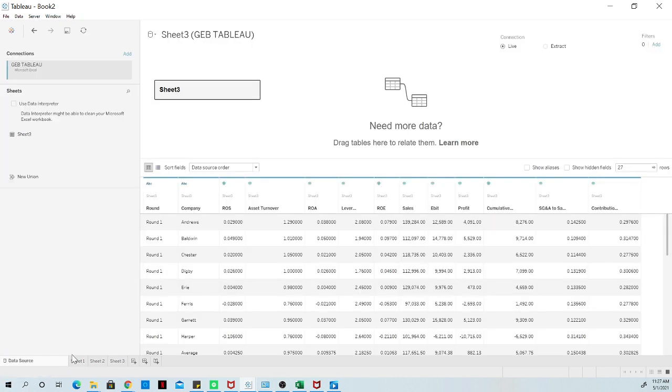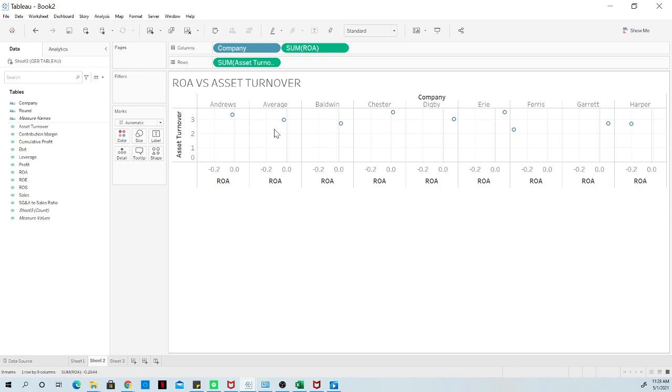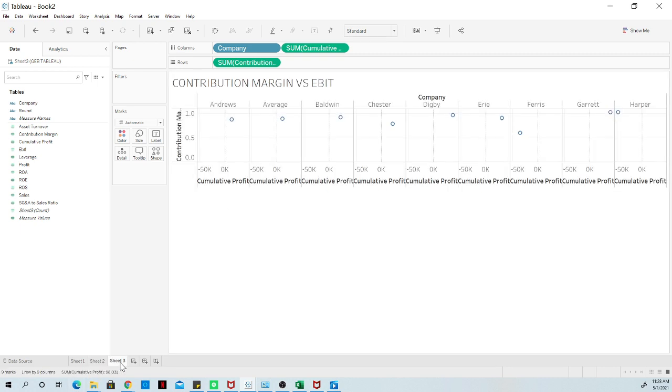So we see here, just by means of looking at this data and asking ourselves valuable questions such as, what is my sales versus profit? What is my return on assets versus asset turnover? We're able to pull valuable data.